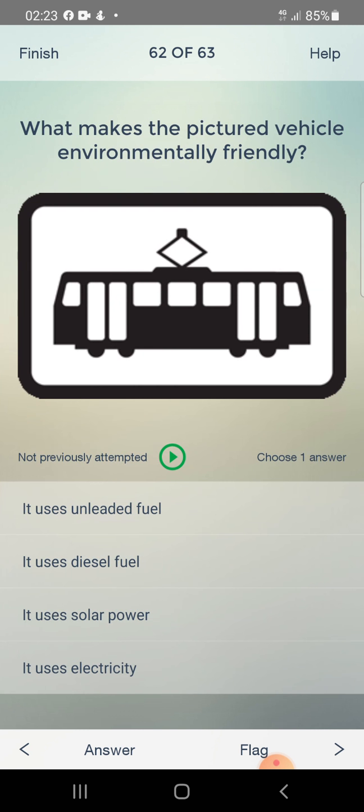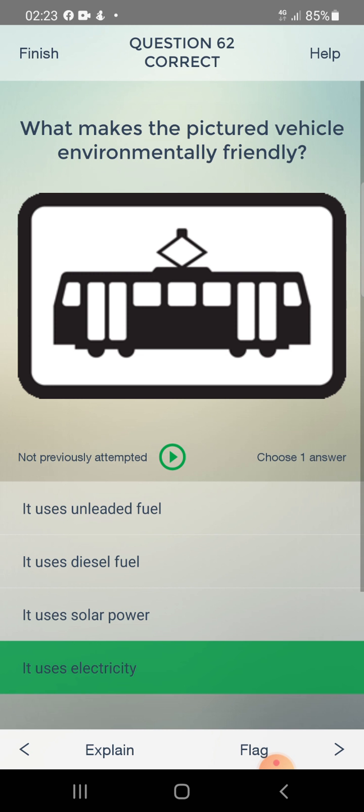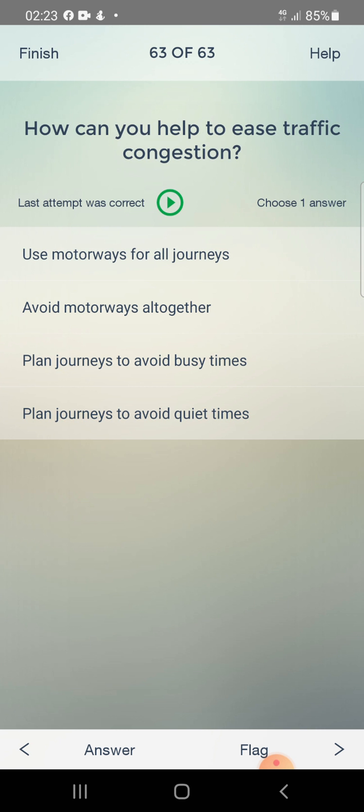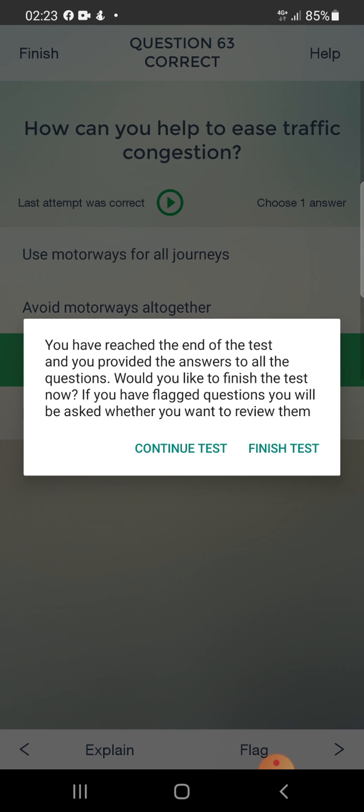Okay. What makes the pictured vehicle environmentally friendly? It uses unleaded fuel, it uses diesel fuel, it uses solar power, it uses electricity. Yes, it uses electricity. How can you help to ease traffic congestion? Use motorways for all journeys, avoid motorway altogether, plan journey to avoid busy times. Okay, third. Finish task.